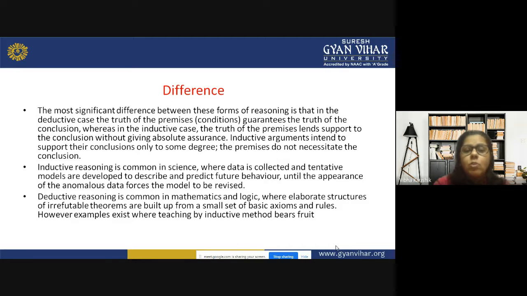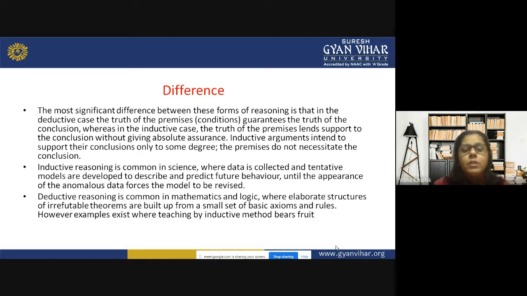Inductive reasoning is common in science, where we have to collect the data, and on the basis of that collected data tentative models are developed to describe and predict future behavior, until the appearance of new data forces the model to be revised.